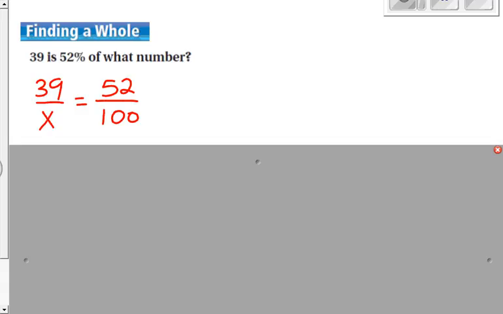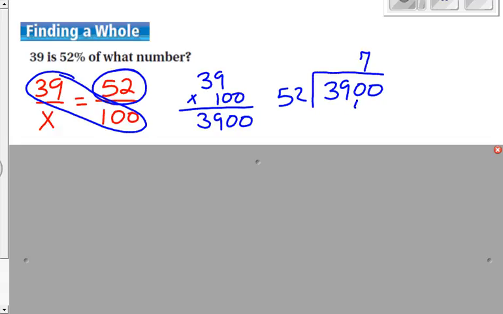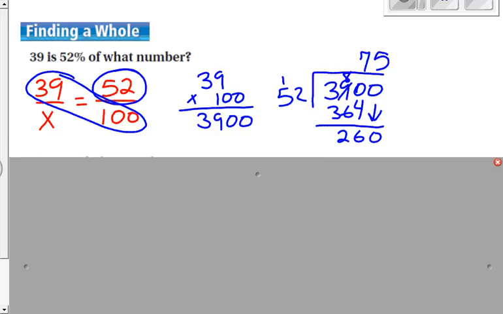So we are going to multiply diagonally 39 times 100, which is 3,900. And then we're going to divide that by the other number, which is 52. So 3,900 divided by 52. We know 52 goes into 390 7 times, which is 364, subtract. I get 26, carry my 0 down. 52 goes into 260 5 times, and that goes in there evenly, so it is 75.